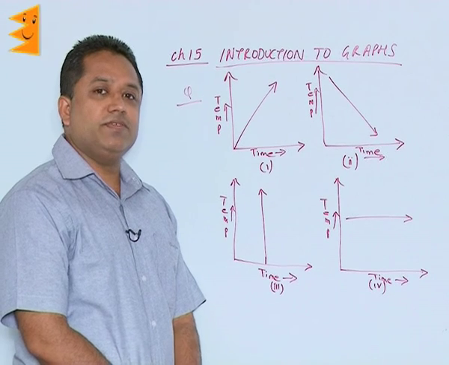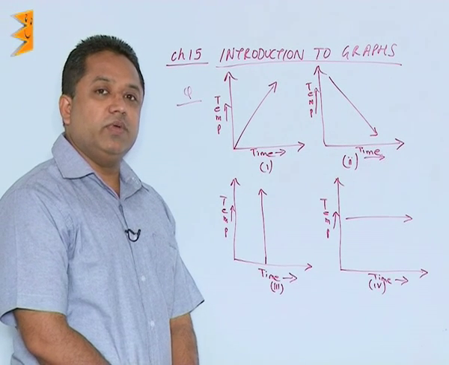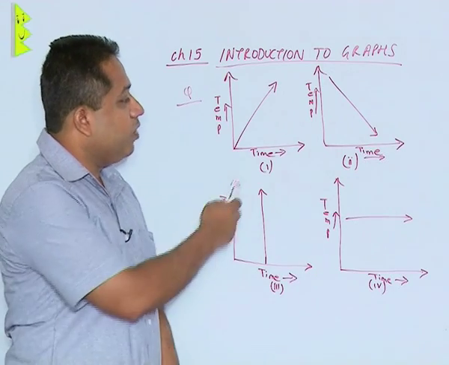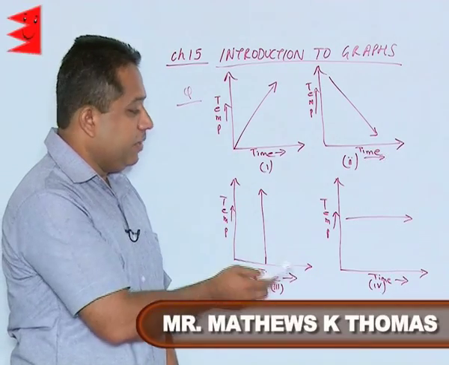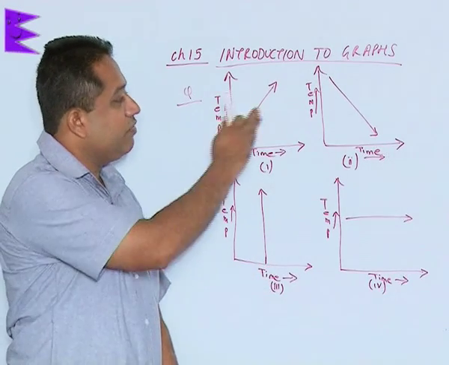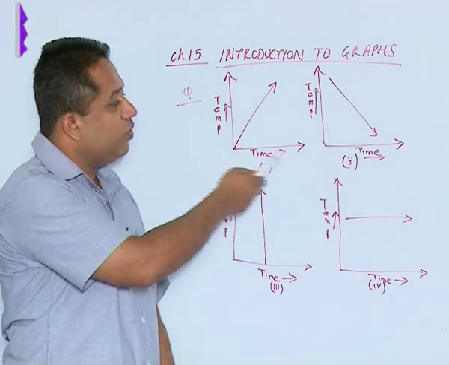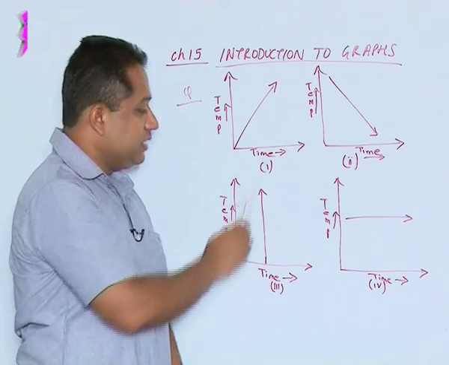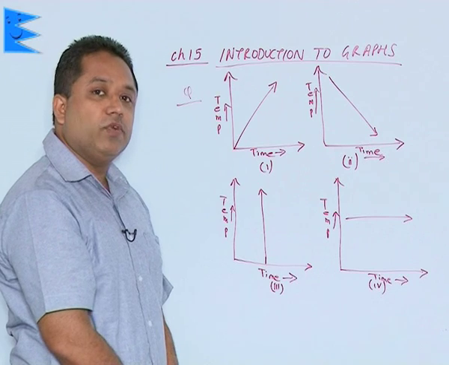Now, we have 4 graphs on the board here, and the question is which of them are possible. Now, look at the 4 cases, all are temperature time graphs. On the x axis you are finding time, and on the y axis you are finding temperature in all the 4 cases. But you find that the line graphs made inside are of different nature in the 4 cases.